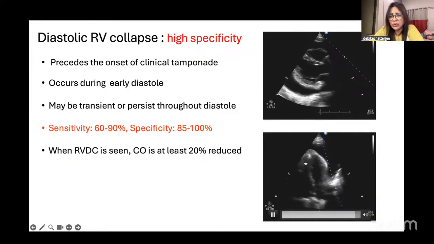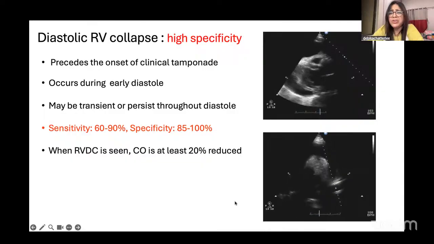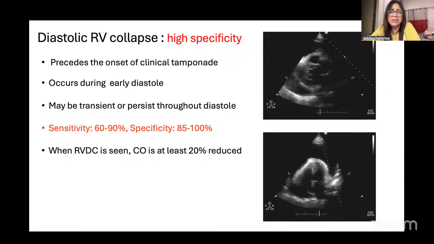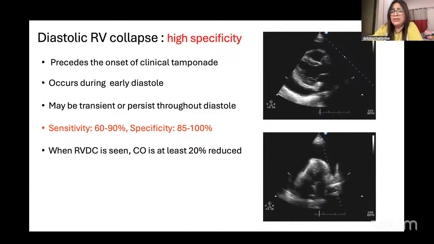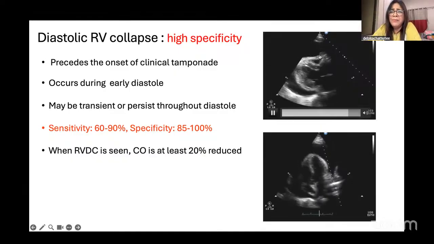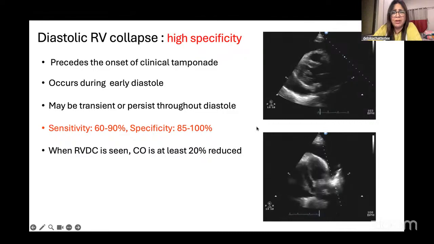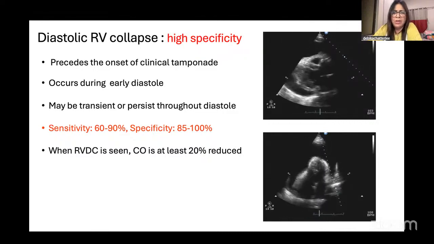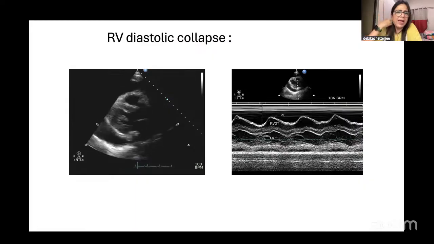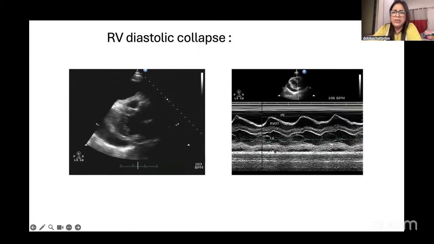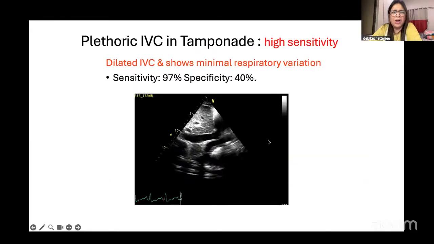Here you see the RV is collapsing during the diastole. The patient usually has tachycardia during this phase. So once you get this during the tamponade, you have to move very fast for pericardiocentesis. You can assess this collapse by using the M mode. You see in the ECG, you can see the diastolic collapse is taking place. This is the phase of systole. This is diastole. So you see the collapsing RV wall.